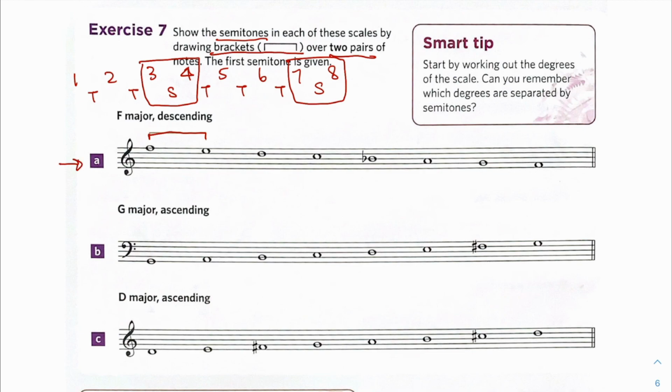Now let's go to question A. We are in F major descending, meaning falling down. So the first note must be F, the ending note must be F as well. What we can do is to write down the degree, starting with 8, 7, 6, 5, 4, 3, 2, 1. And in between 7 and 8, we have a semitone, which is here. The answer is given already. And the second pair of semitones will be in between 3rd and 4th degree, which is here.